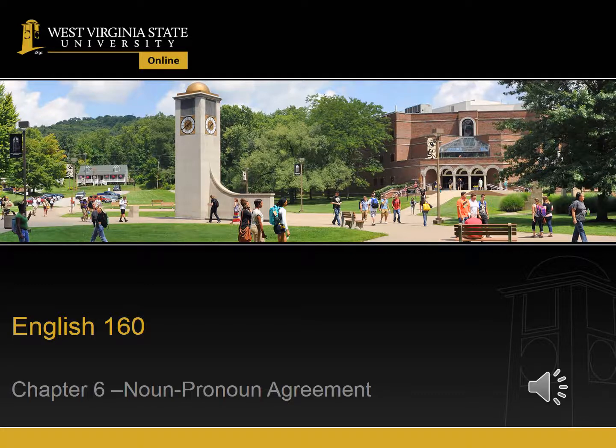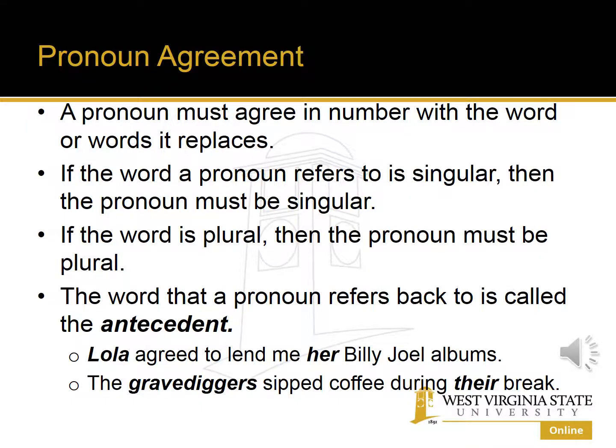In this lecture, we will discuss the topic of noun-pronoun agreement. A pronoun, as we know, is a substitution for a noun. The pronoun must agree in number with the noun that it replaces. If the noun a pronoun refers to is singular, then the pronoun must be singular. If the noun is plural, then the pronoun must be plural. The word that a pronoun refers back to is called the antecedent.